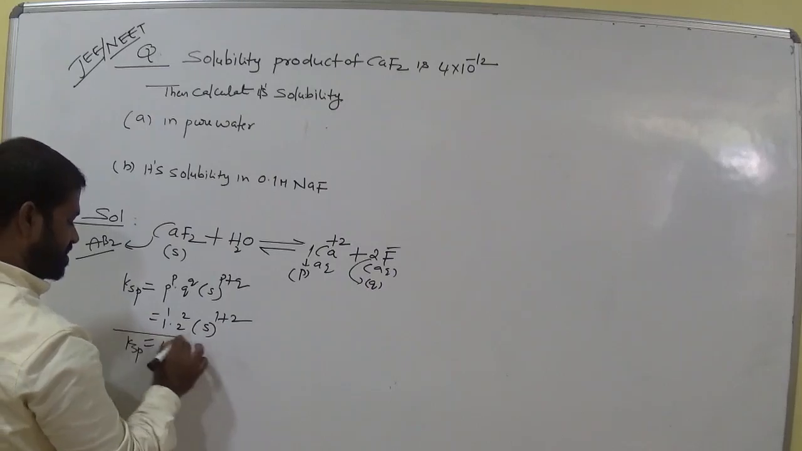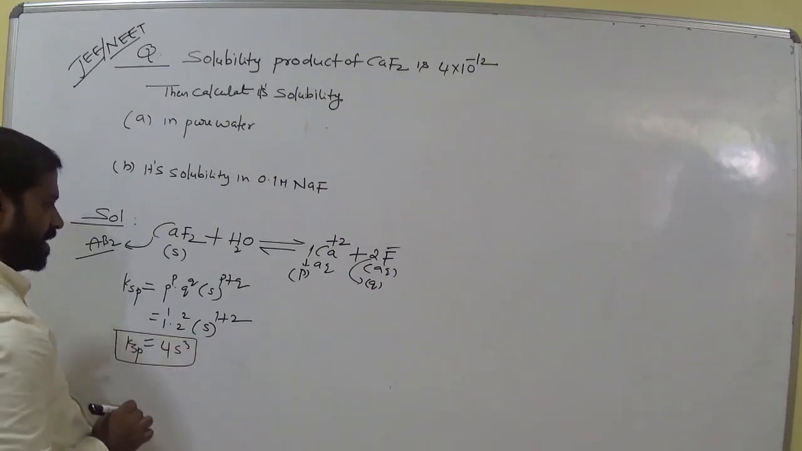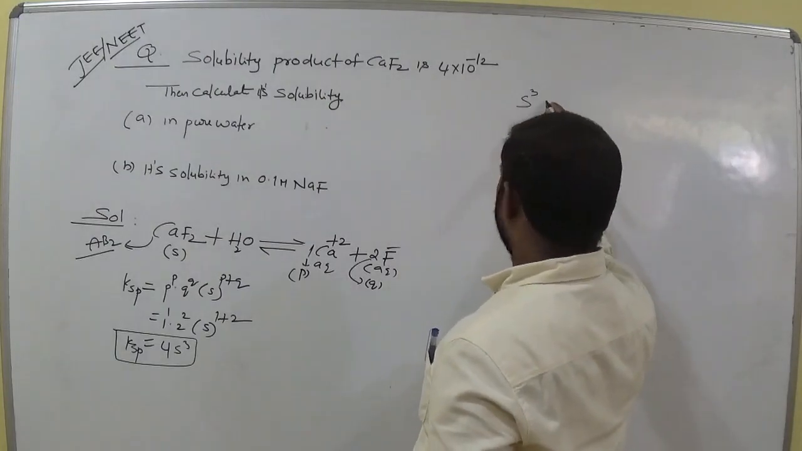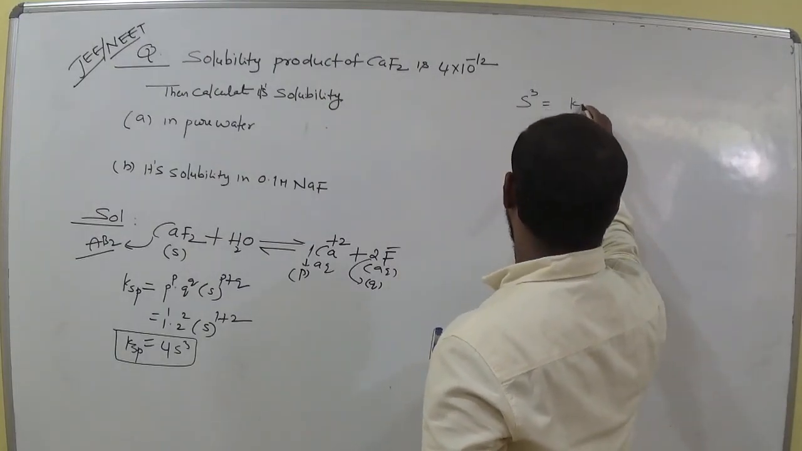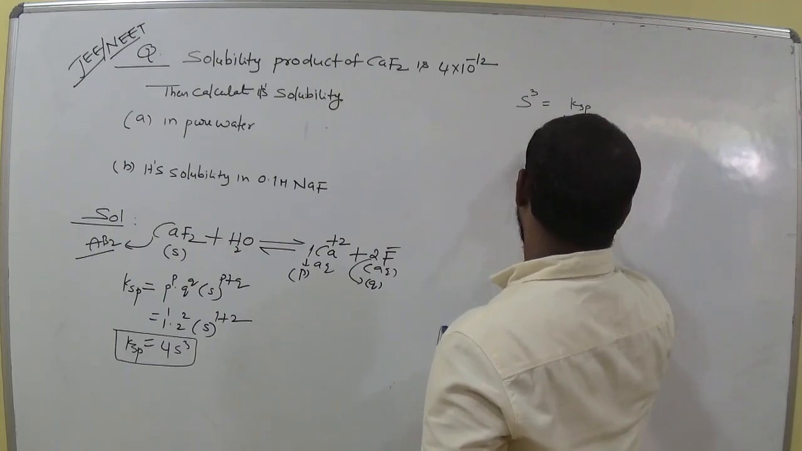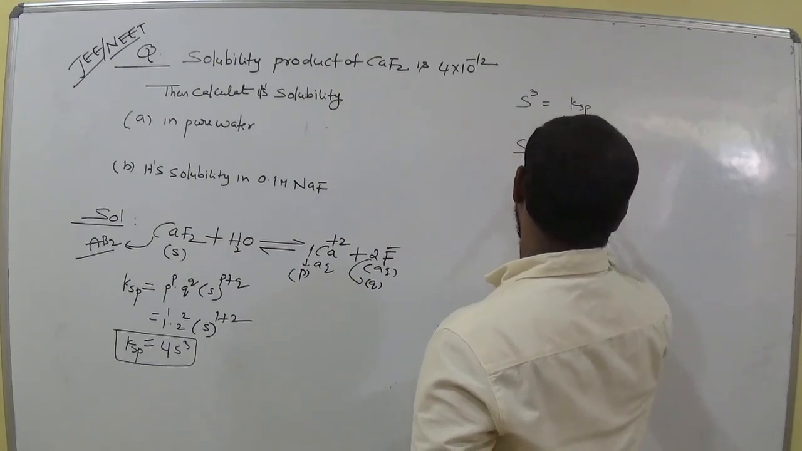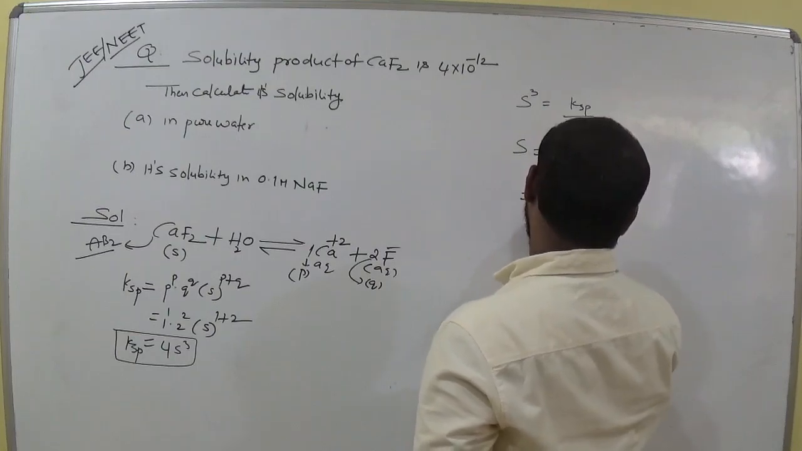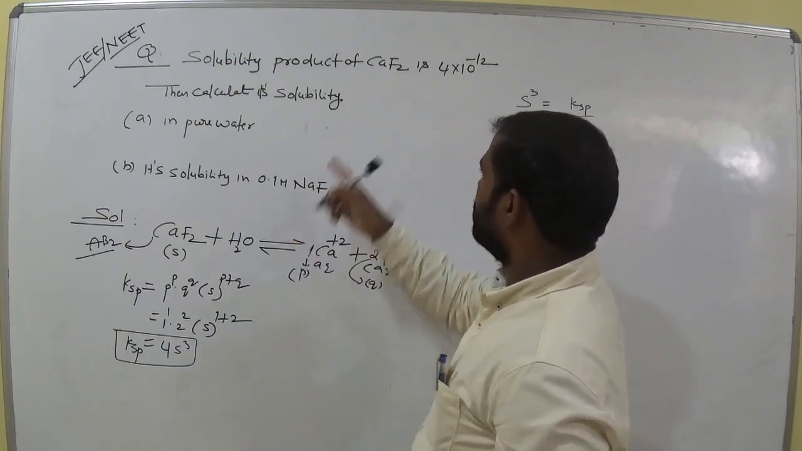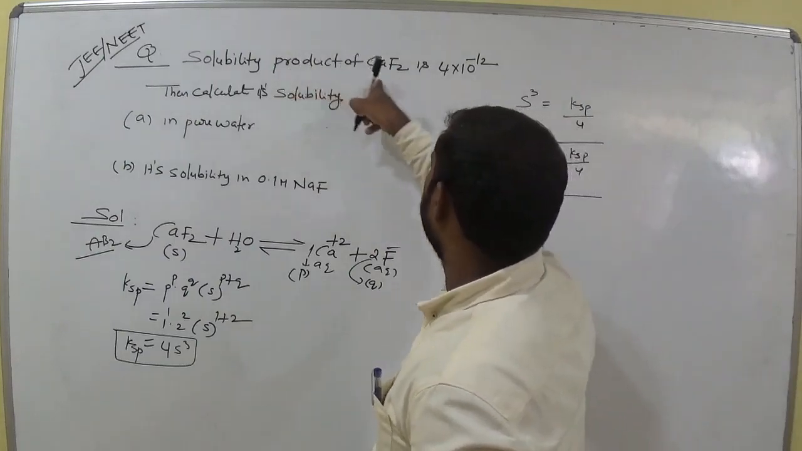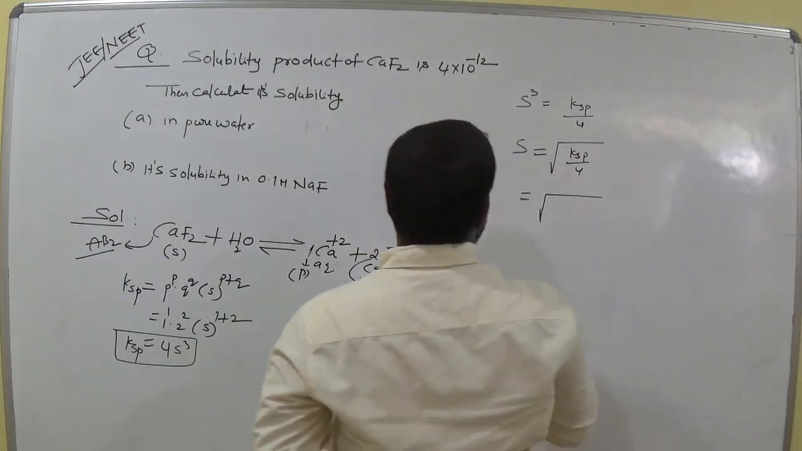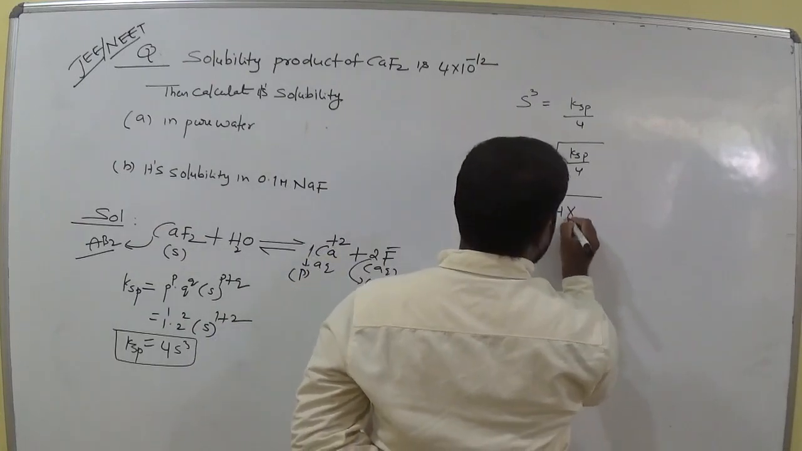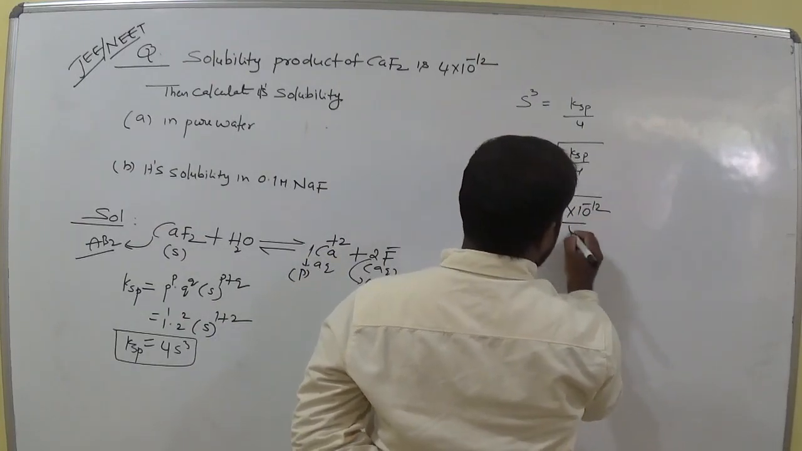KSP equals 4S cube, am I right? So from that, S cube equals KSP by 4. S is the solubility, cube root of KSP by 4, am I right? The KSP value is already given. What is that KSP value? The solubility product of CaF2 is 4 into 10 power minus 12.